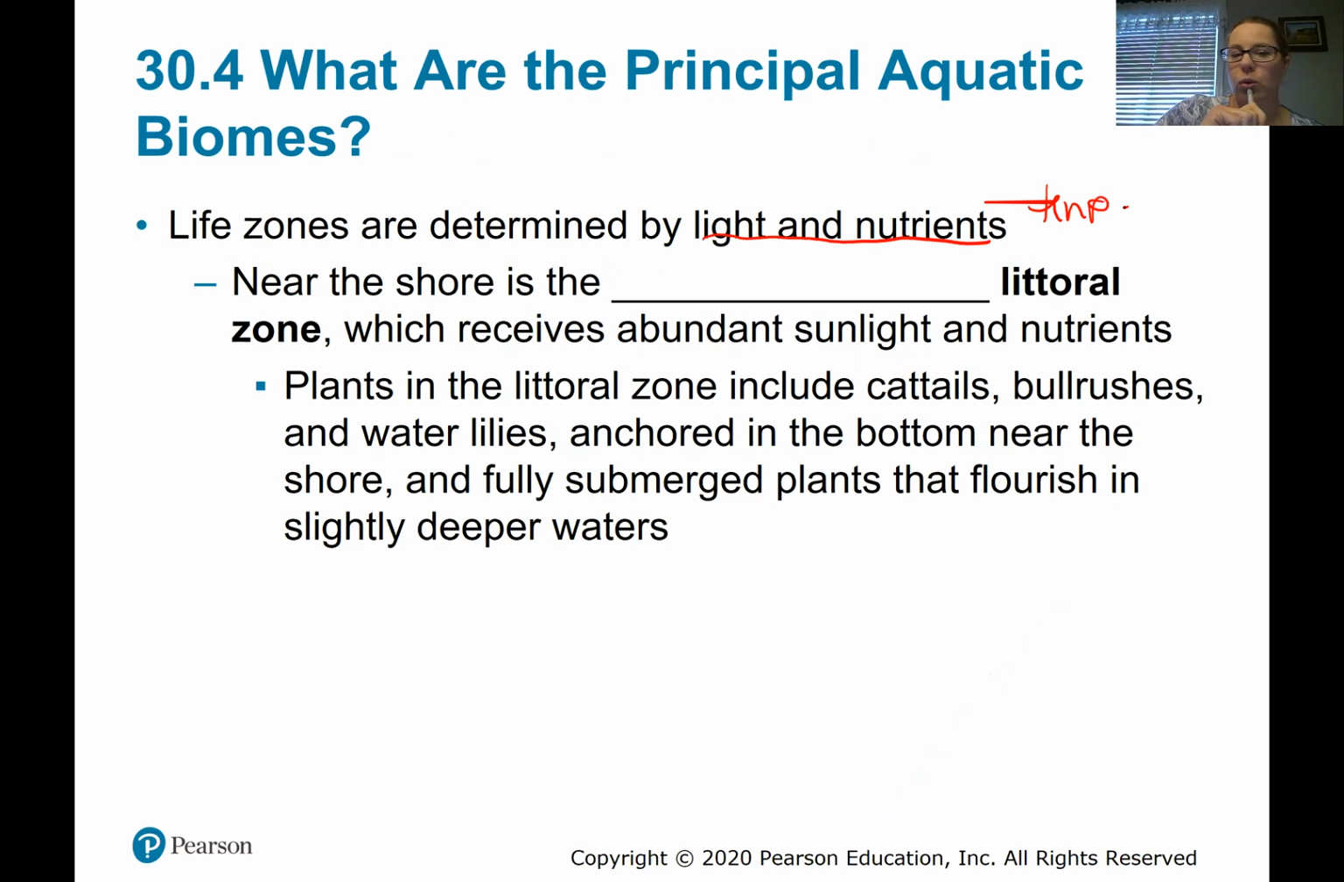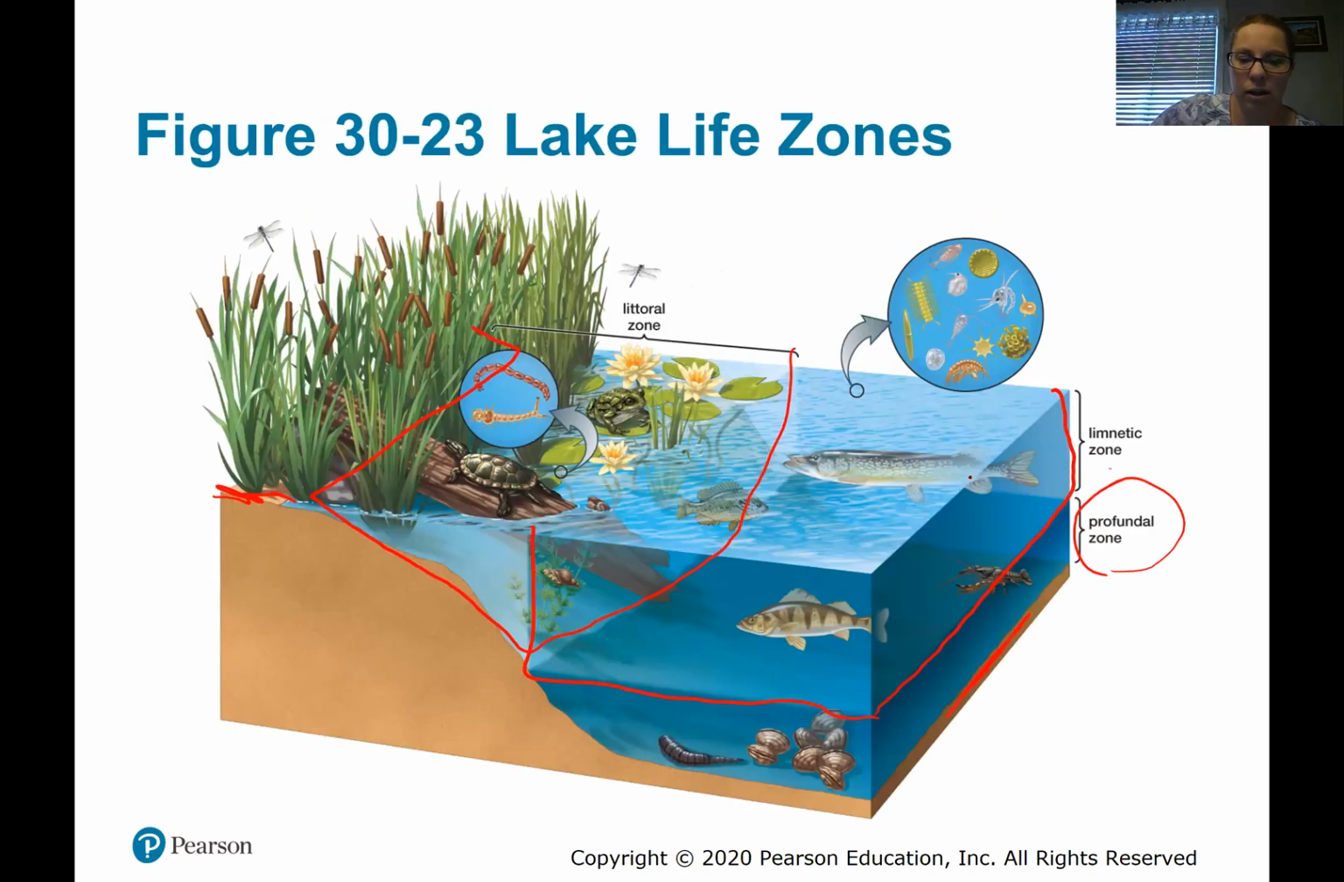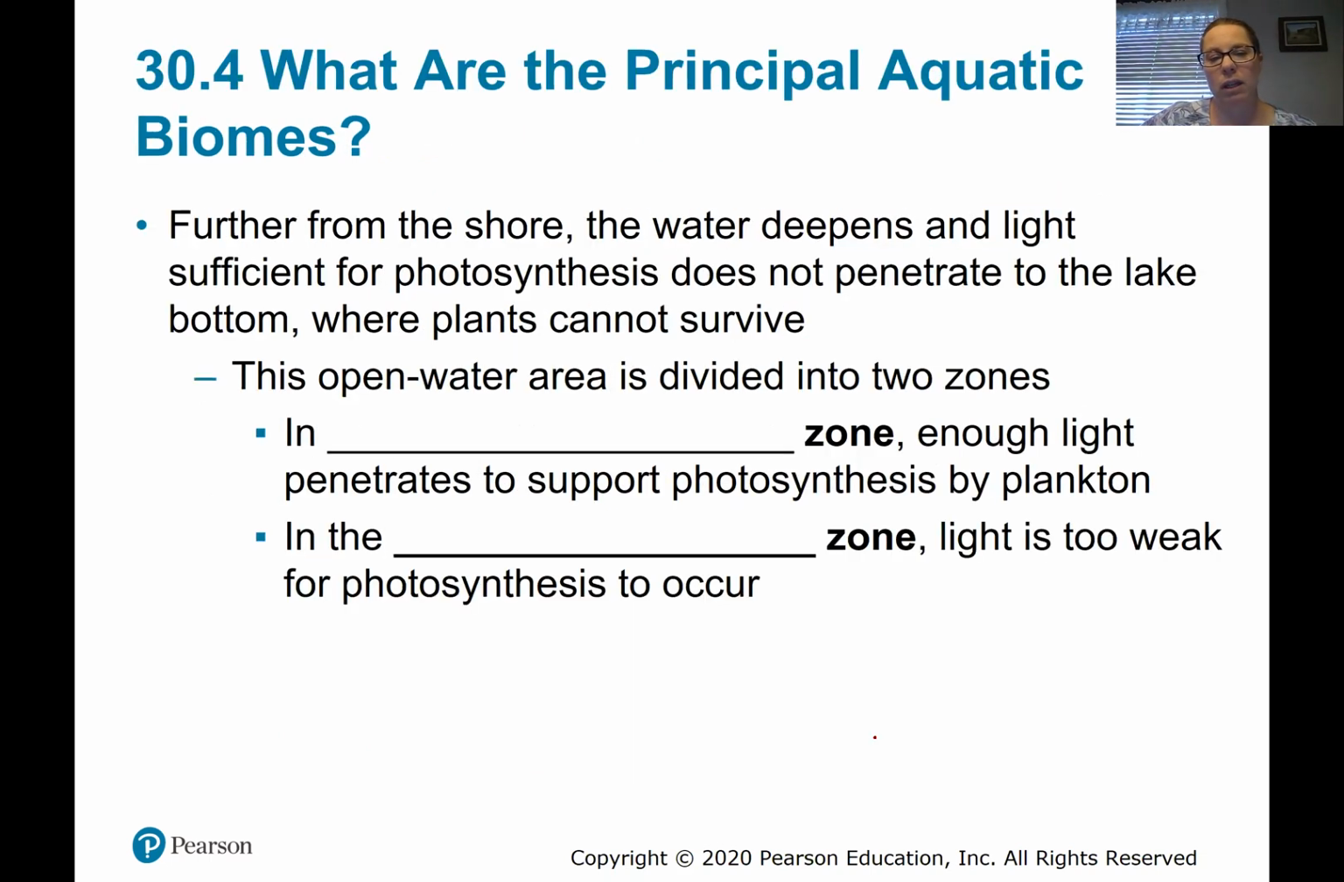Okay, and so near the shore, that shallow littoral zone is going to get a lot of sunlight and nutrients. Plants here would be like cattails or water lilies, and they can anchor on the bottom. And then if you go further out, as we saw, as the lake gets a little bit deeper, light may not penetrate far enough to the bottom where plants can survive. Okay, so if we go back here, light can kind of reach the bottom here, but down here, in the deeper areas, light may not be able to penetrate if the lake is deep enough.